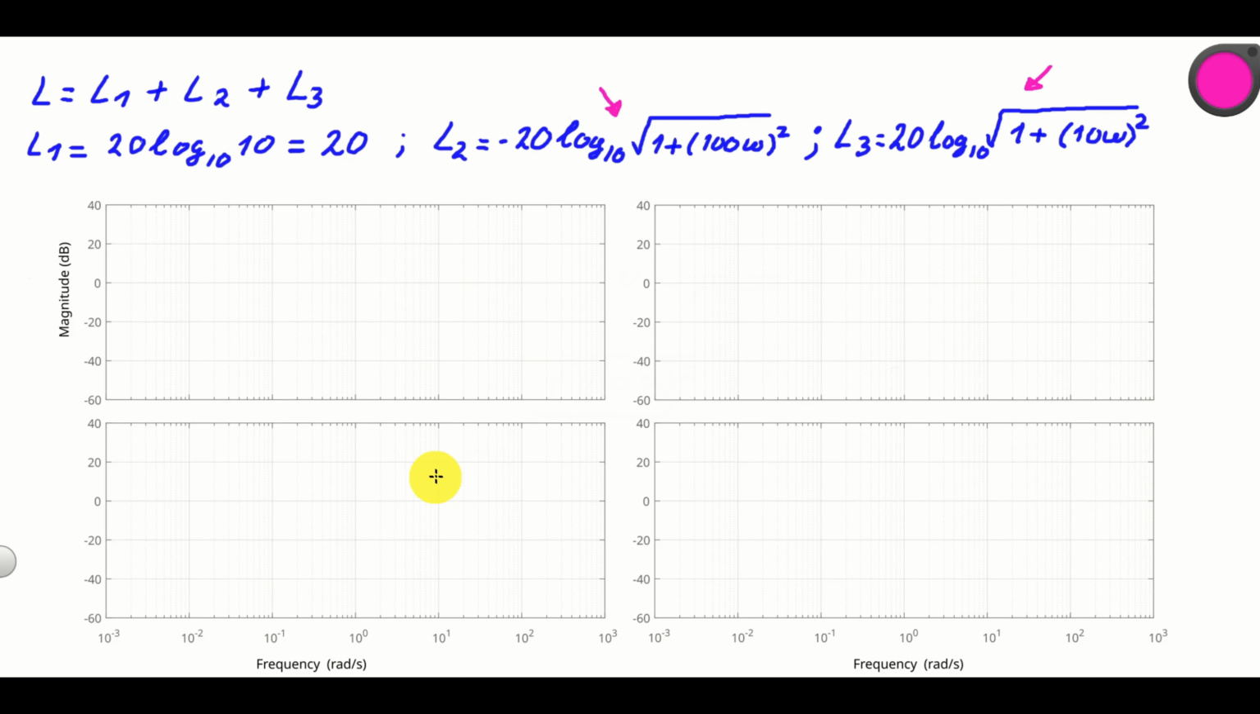Now we are ready to sketch the log magnitude plot of our Bode plot. For that purpose, I prepared this graph template. On the horizontal axis, we will enter the values of omega, that is the radial frequency, and notice that the horizontal axis is in the logarithmic scale, that is we have 10 to the power 0, 10 to the power 1, 10 to the power 2, etc. On the other hand, here we will plot the value of magnitude, that is the value of any of these functions, and the magnitude is measured in decibels.